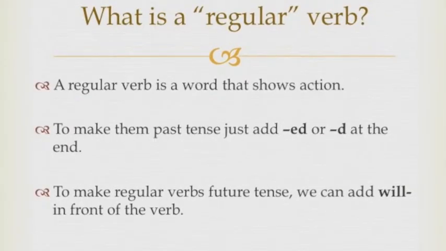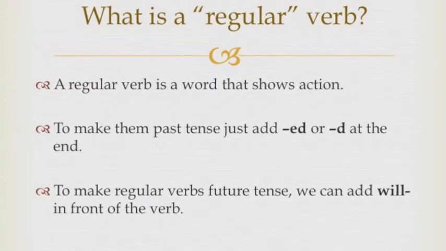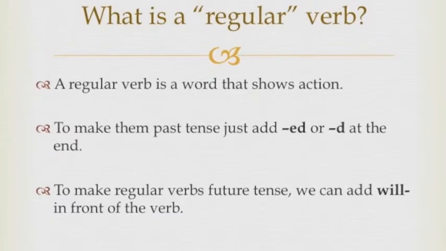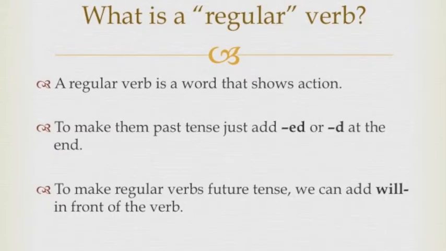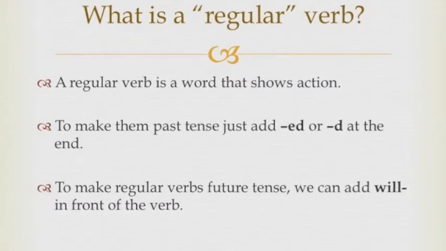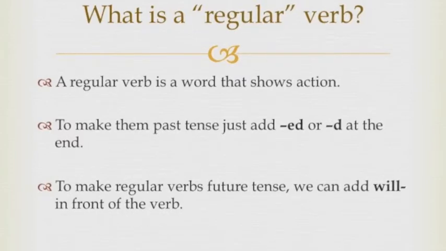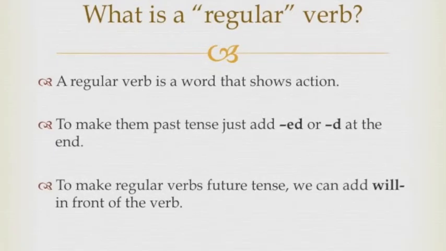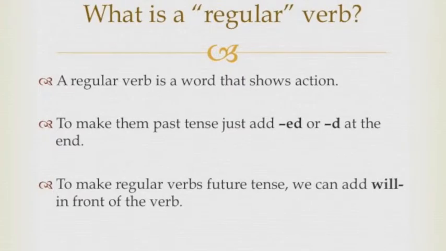Now we're going to look at what is a regular verb. A regular verb is a word that shows action. To make them past tense, just add ed or d at the end. Now, to make regular verbs future tense, we will add the word will in front of the verb. Now we are going to look at some examples of the different types of regular verbs in past, present, and future tense.